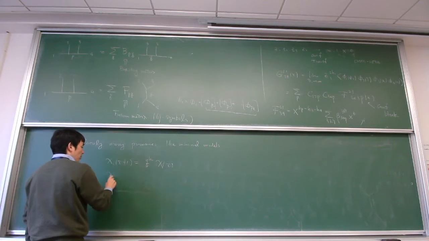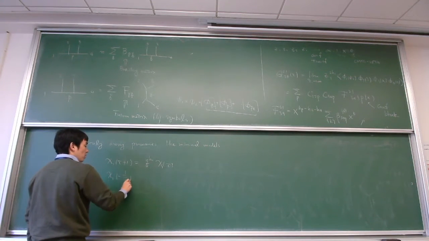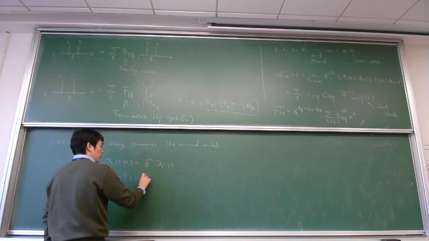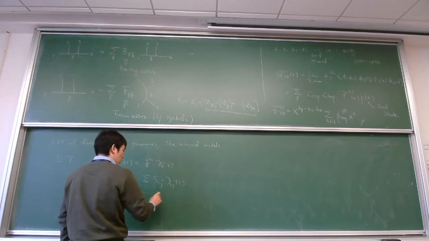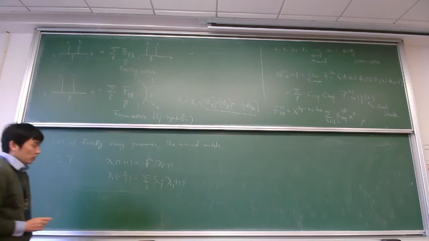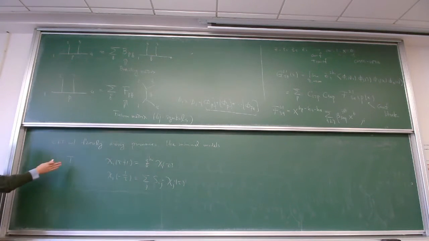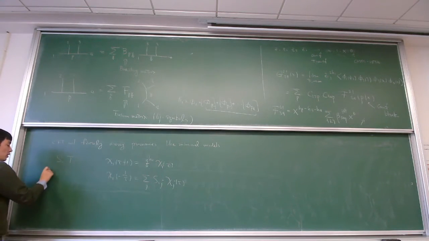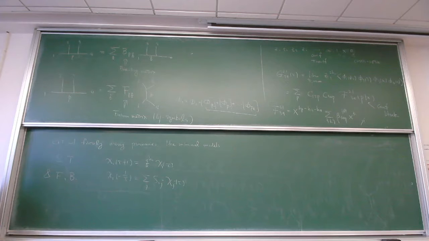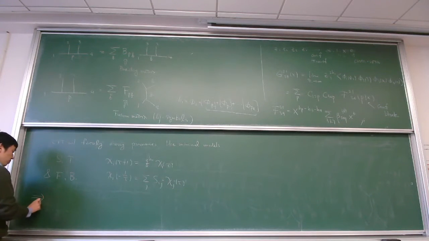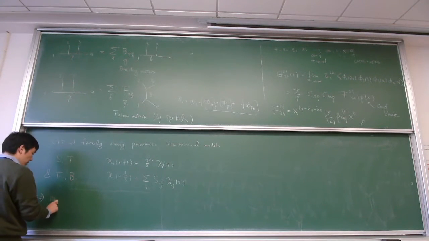And then chi_i of minus 1 over tau is the sum of S_ij chi_j of tau. Okay, so this is the S matrix. Actually, T is too trivial. So the S matrix and T matrix, and then the fusion matrix and braiding matrix. The fusion matrix and braiding matrix, so-called data, for a modular tensor category.